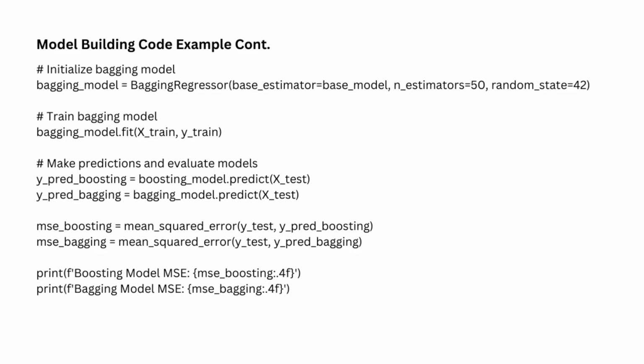4. Bagging model initialization and training. We create a bagging regressor, specifying the base model and number of estimators, 50. The model is then trained on the training data. 5. Making predictions. Predictions are made on the test data using both models. 6. Model evaluation. The mean squared error, MSE, of the predictions from both models is calculated and printed.